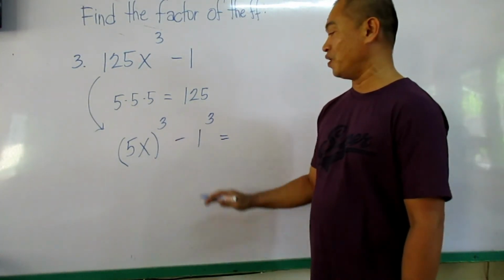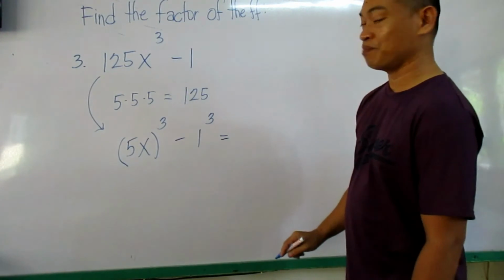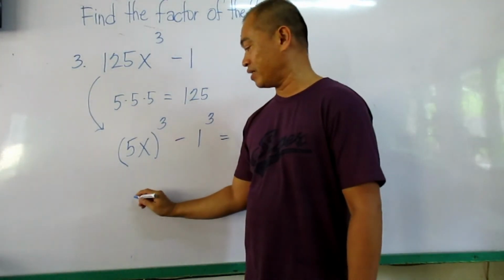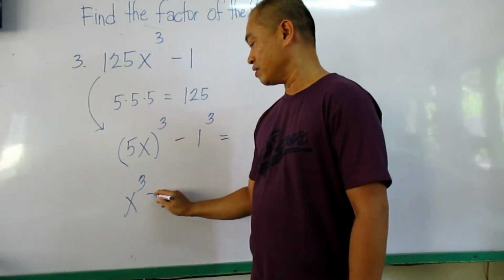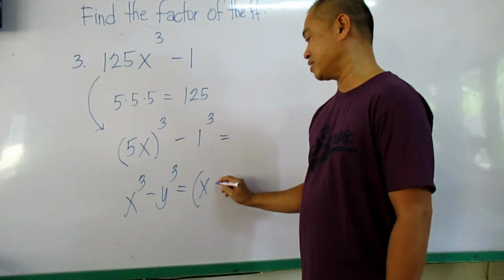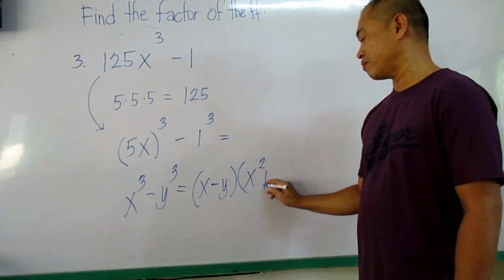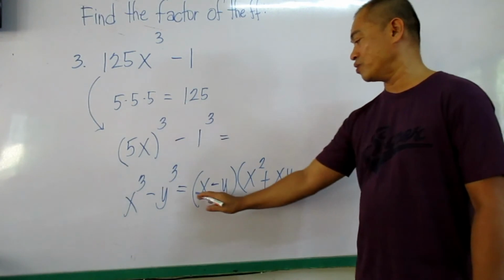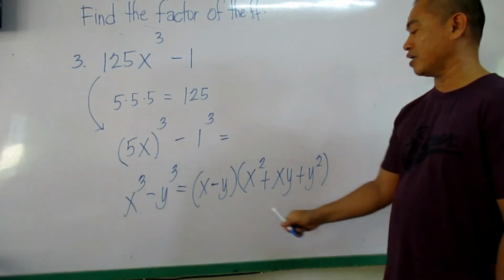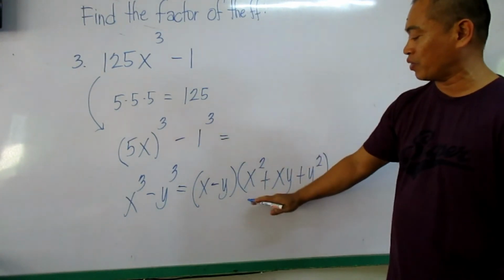So, have you still remembered the formula in finding this one? If we have a difference, when there is a minus, do you still remember the formula? Okay. So, I'm going to write it again. The formula. So, that is x minus y, and then x squared plus x times y, and y squared. That is the formula.